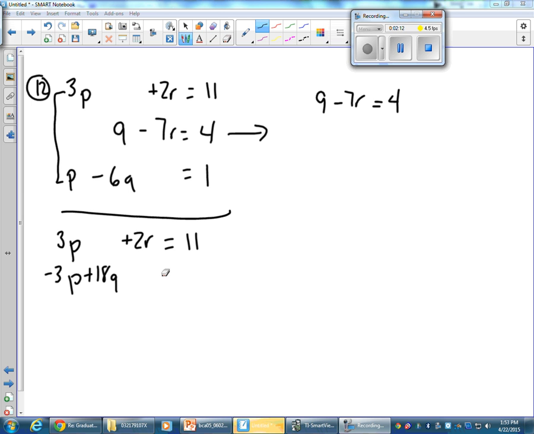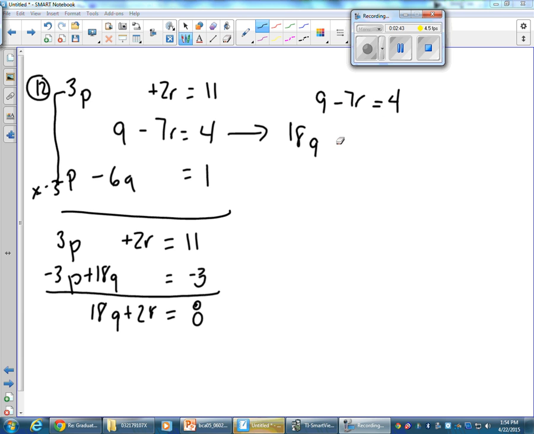And then it's going to be a negative 3 over here because this whole line is times a negative 3. That's hard to read. All right, add these two lines together. The P's cancel. You get 18Q plus 2R equals 11 plus negative 3 is 8. So line that up over here. This is a 1Q. I know it's hard to read. It kind of looks like a 9, but it's Q minus 7R equals 4. And then I've got 18Q plus 2R equals 8.